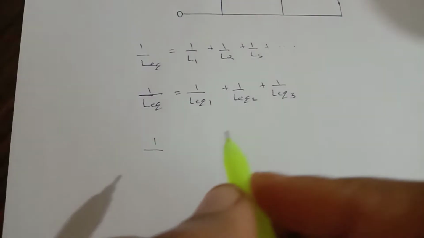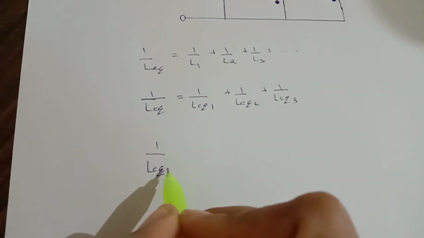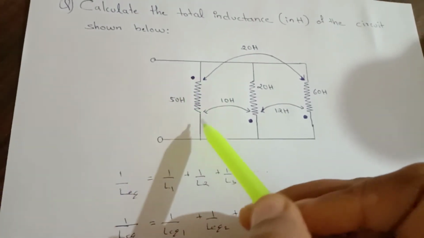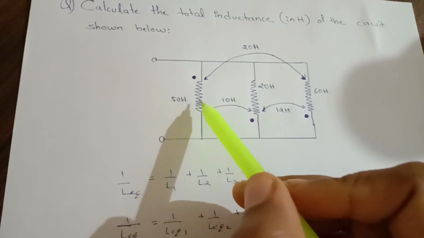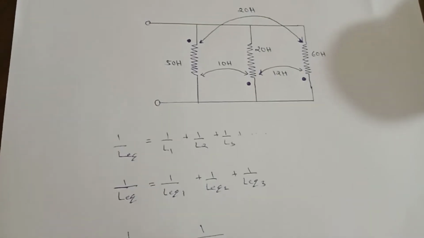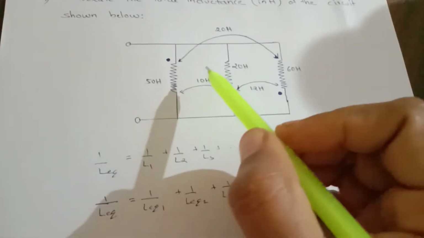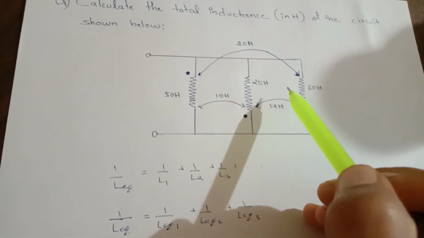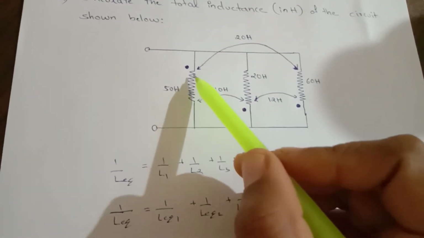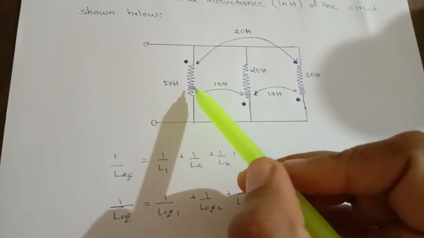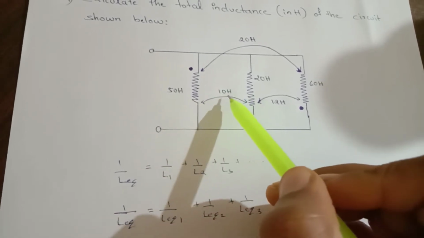1 by L equivalent 1, which is equal to, you can see we have to consider the first branch, that is 50 Henry inductance. So we are considering 50 Henry, so we write 1 by 50. Now we have to consider the mutual inductance of this inductor which is linking with the other two inductors. So you can consider this branch and this branch. These two branches are in parallel. I can see that the mutual inductance between them is 10 Henry.